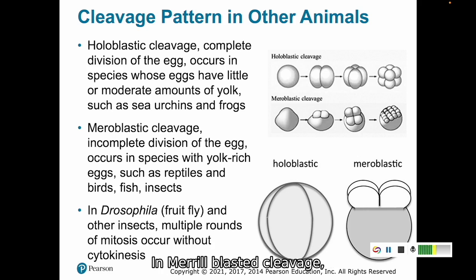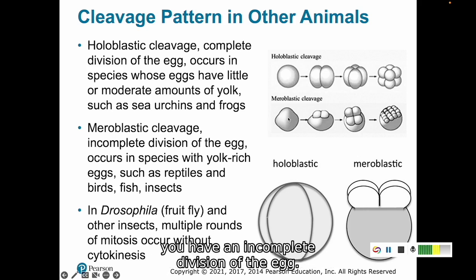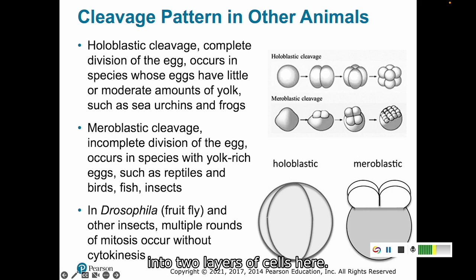In meroblastic cleavage, you have an incomplete division of the egg. So you end up with kind of this little cap of cells growing on it. Sometimes, or typically, it'll turn into 2 layers of cells here.